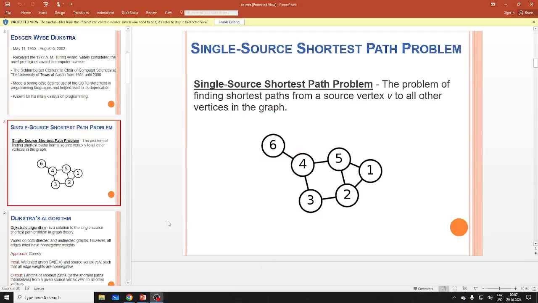Alright, so welcome back to our algorithms class. Today we will start talking about different graph and tree algorithms. We will start with one of the most famous algorithms. Today we will look at the Dijkstra algorithm for the single source shortest path problem.